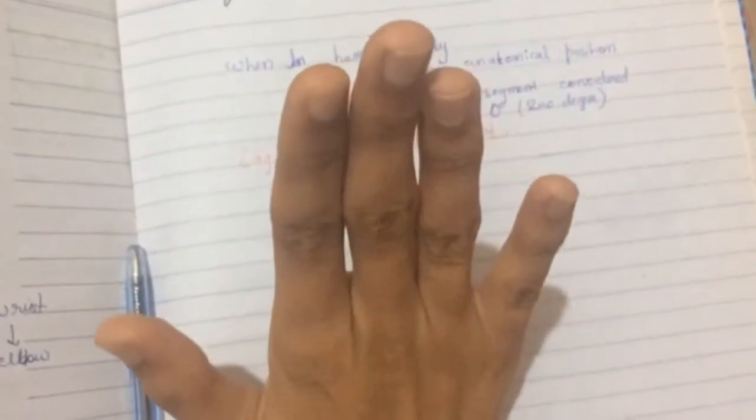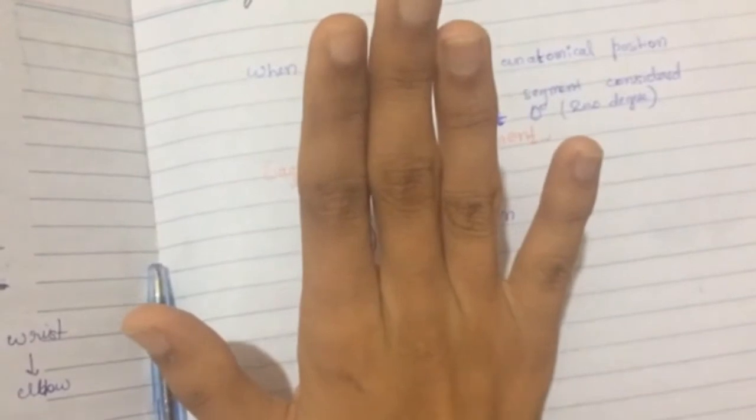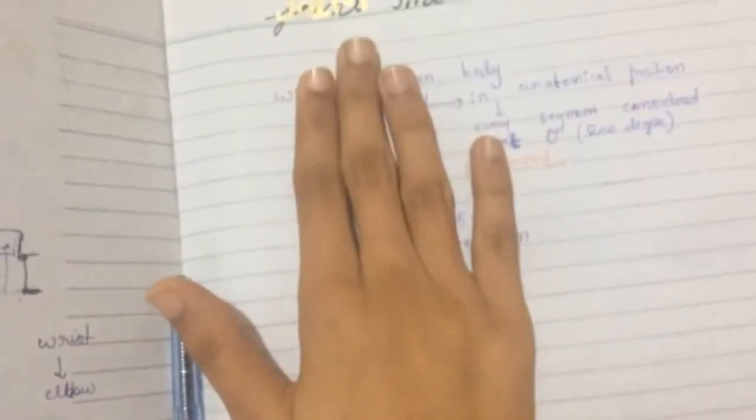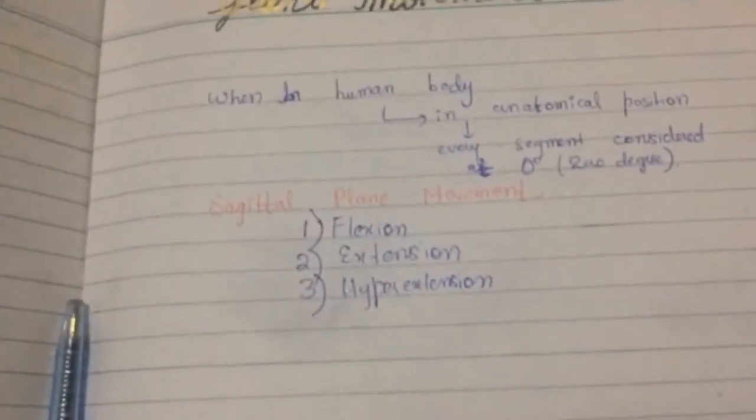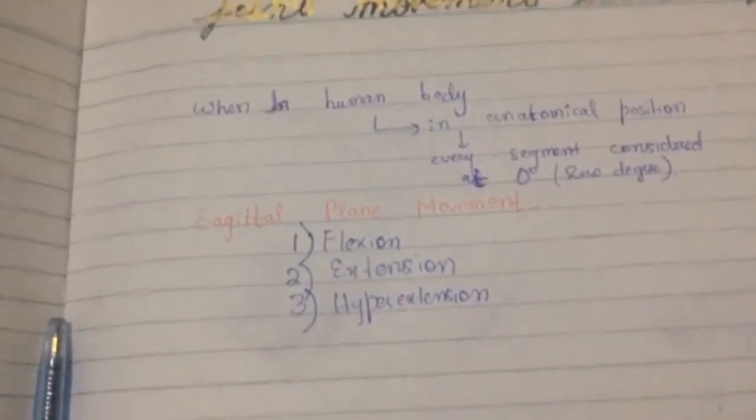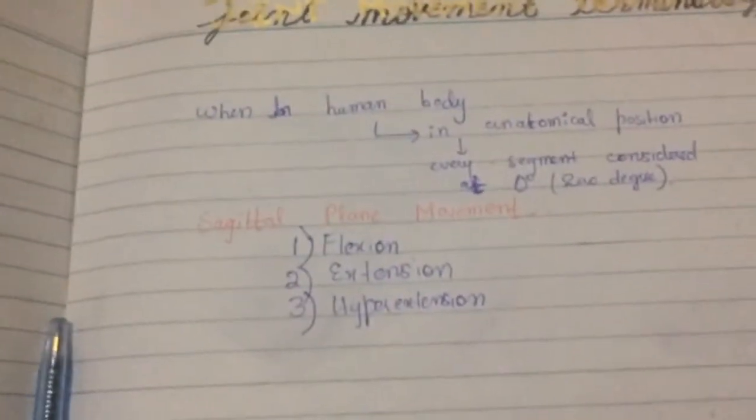If we pull up from the toes, this is called dorsiflexion. And in the opposite direction, if we pull up the heel of the foot, this is called plantar flexion. These are the main movements involved in the sagittal plane movements.